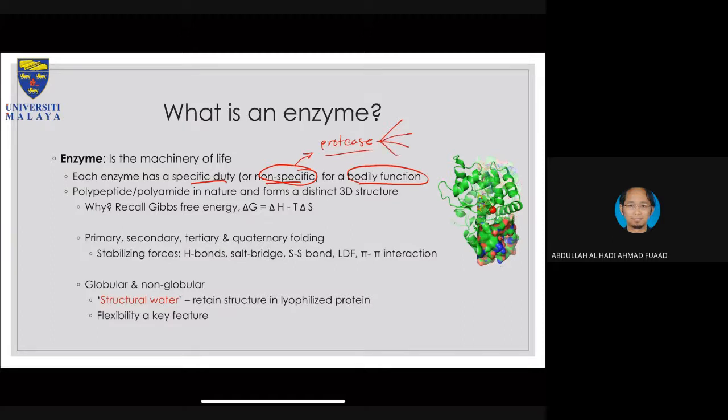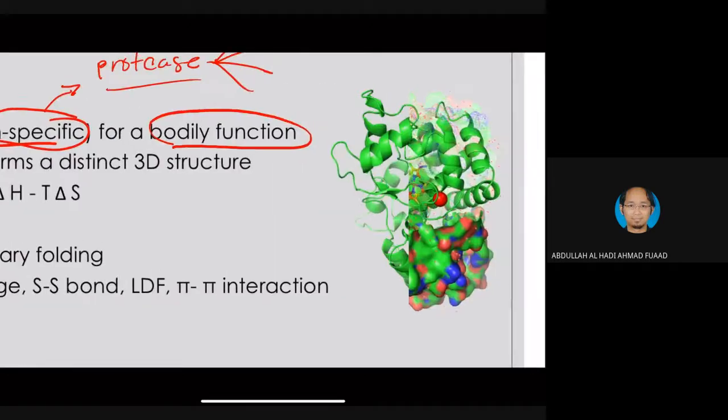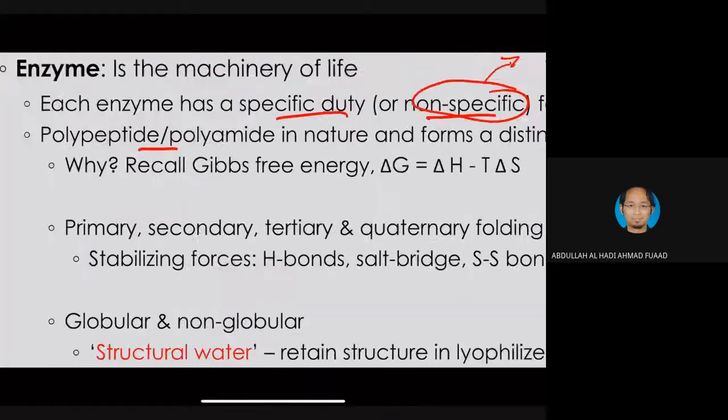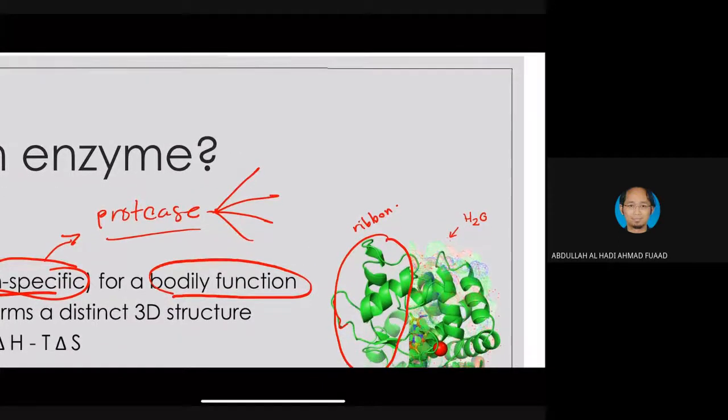We are not going to go in very deep on that. Okay. So enzymes are also a polypeptide or polyamide in nature and form a distinct three-dimensional structure. If you look at the figure over here, the small dot is a water molecule. This is what we call a ribbon representation of an enzyme. And these are the secondary structures.